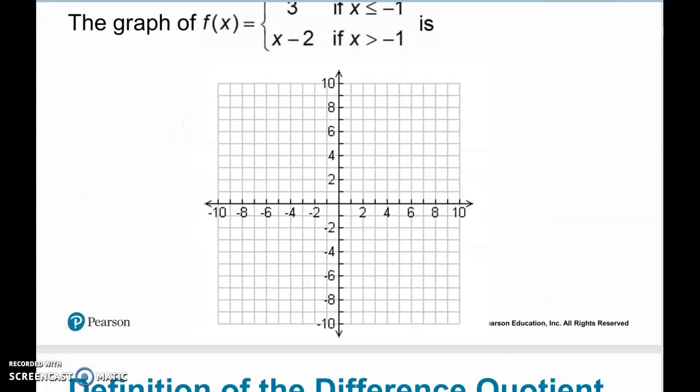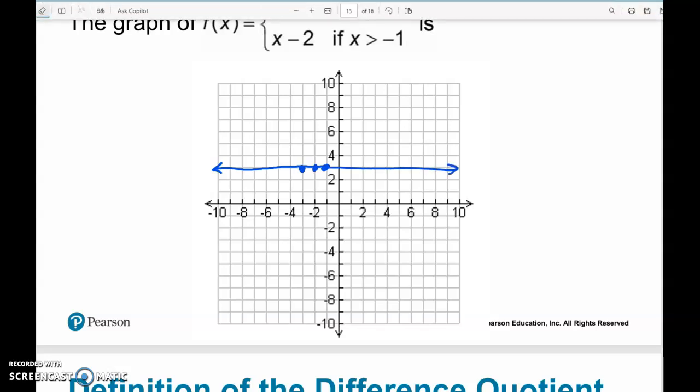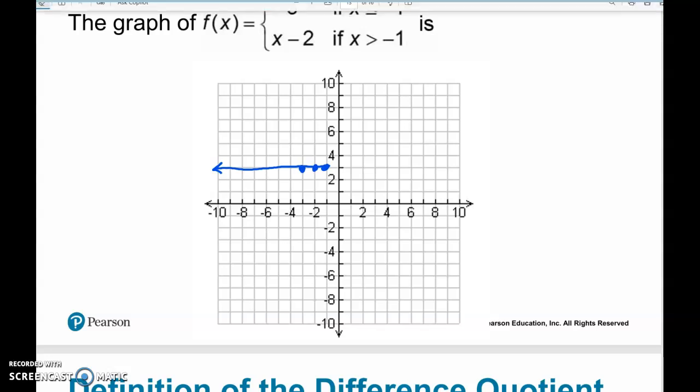And so if I scroll to the next page, I can start plotting those points. So the first point was -1, 3. The next point, -2, 3. -3, 3. And it would continue on forever for -1 and below. So it would just be 3. So that's that piece. Notice I'm not doing this because when it is above -1, the output's not 3. So I'm only graphing that piece of the graph.